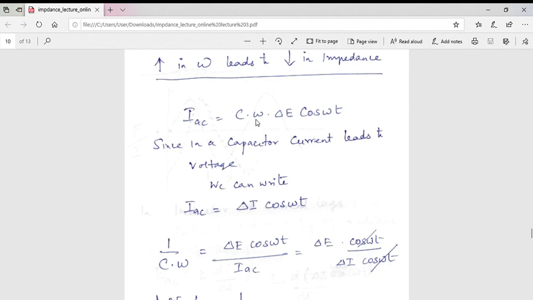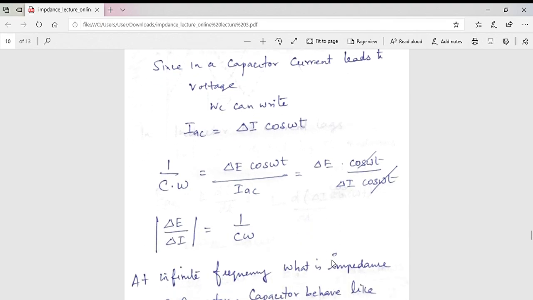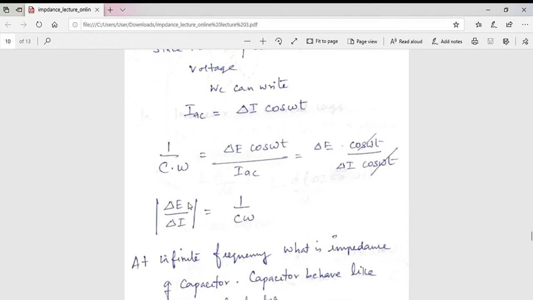Now we rearrange this equation like this and substitute for I_AC, and you get delta E by delta I, which is equal to 1 by C omega. So this is like Ohm's law, IR is equal to V, right? So V by I is going to be the impedance, correct? So this is the impedance of a capacitor when you apply a voltage waveform, and that depends on the frequency.